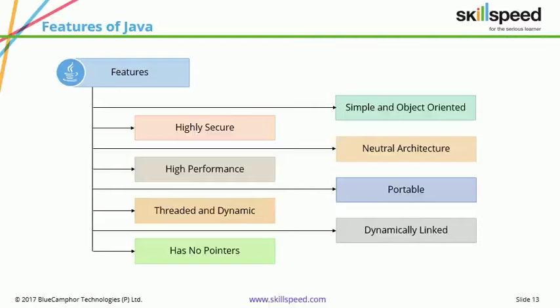Java is also object oriented. So like any other object oriented language, Java also takes the four main principles of object oriented languages: abstraction, encapsulation, polymorphism and inheritance.